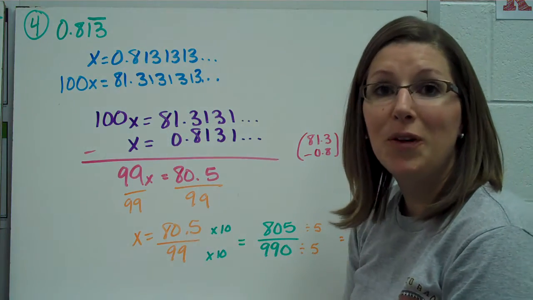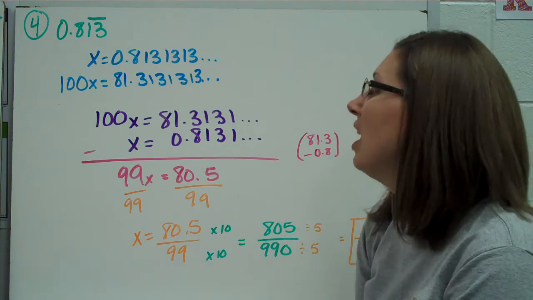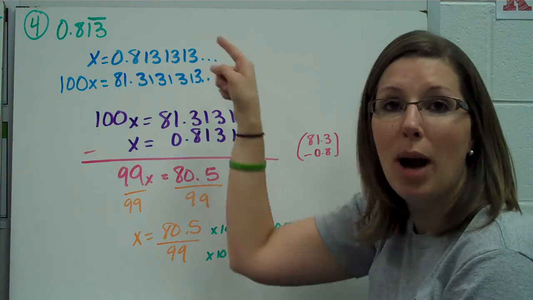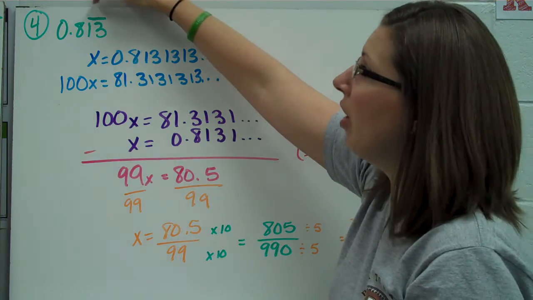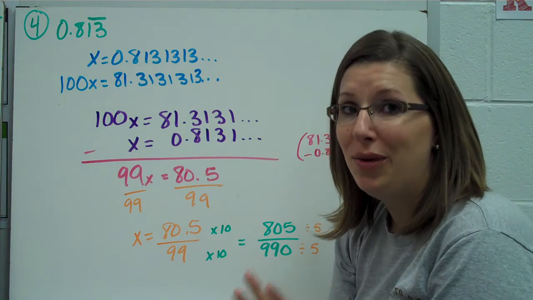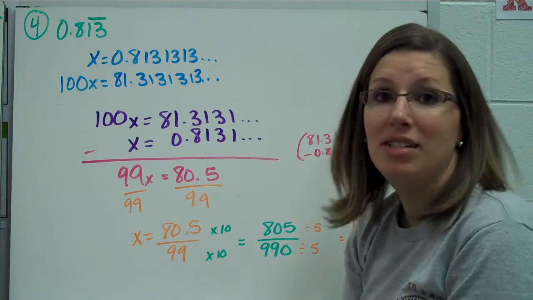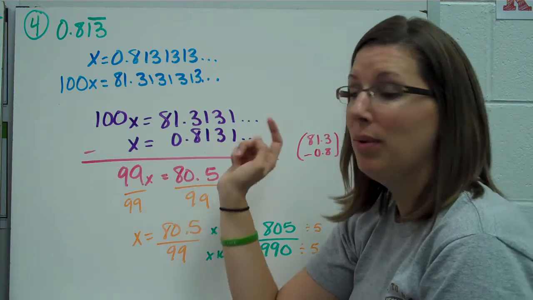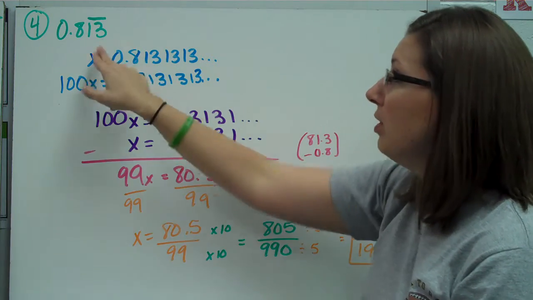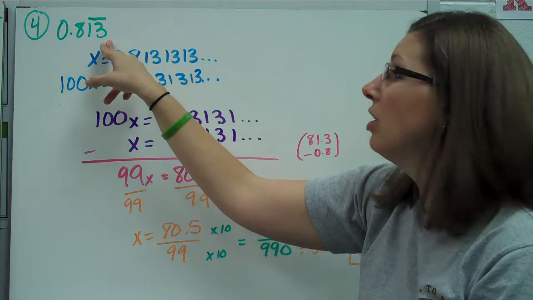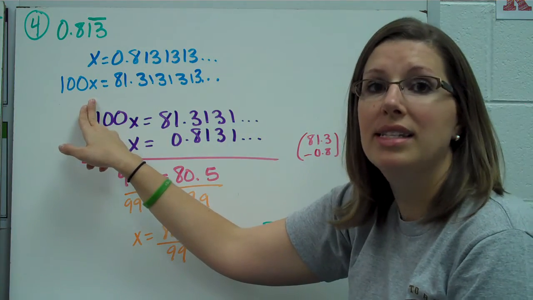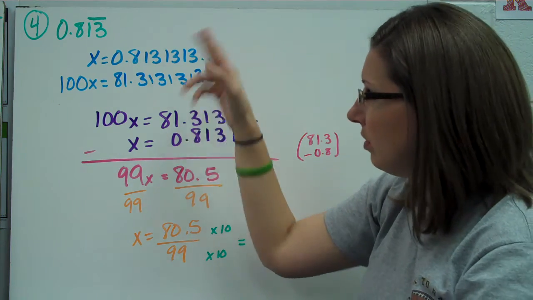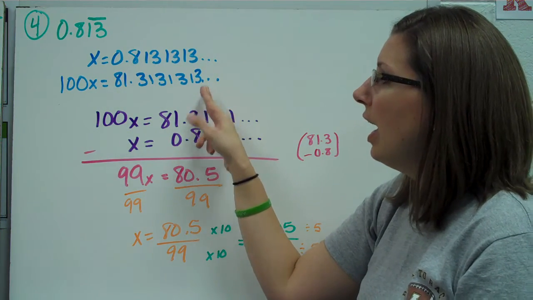Again, taking it a step further, it's getting a little bit more challenging. I've got 0.813, and look, we've got bar notation, and the bar is only over the 1 and the 3. That means that the 8 does not repeat. The 8's just there, and then the 1, 3 repeats: 1, 3, 1, 3, 1, 3. So I've still got 2 digits that repeat, so I'm going to multiply by 100 in this case. So I've got my regular number that we started with. I'm setting up a new equation, and I'm going to subtract.